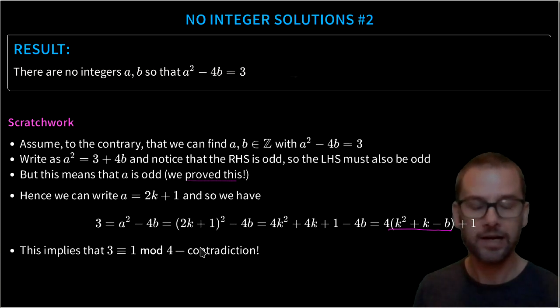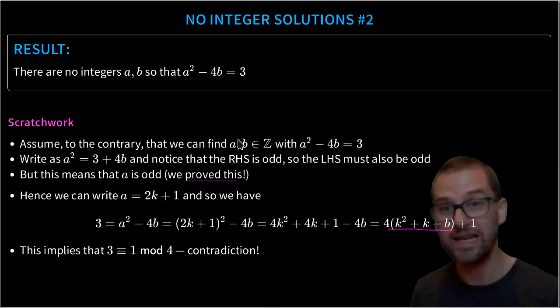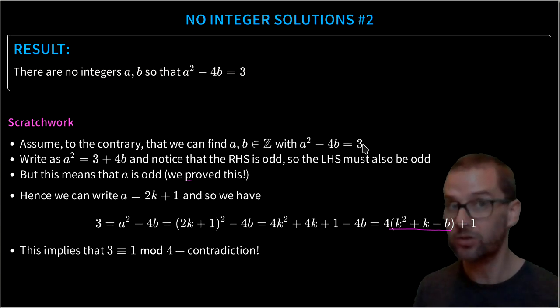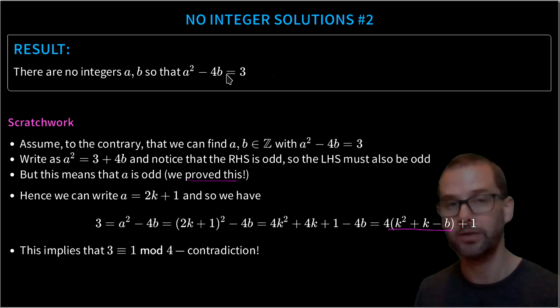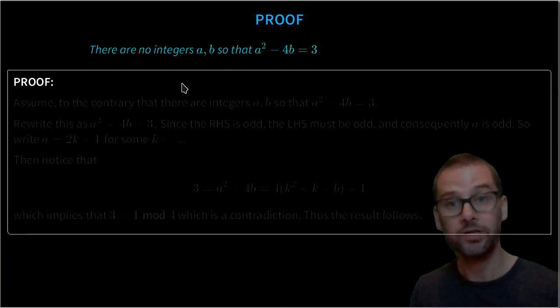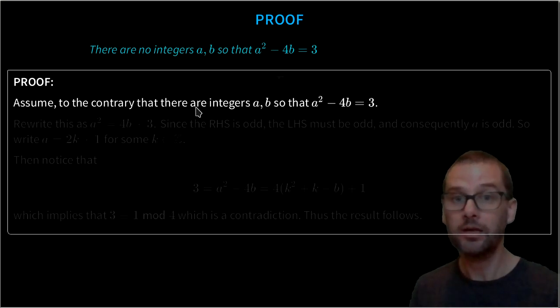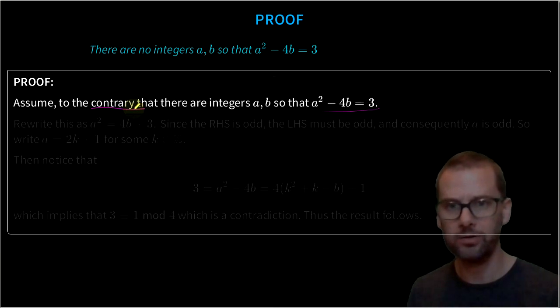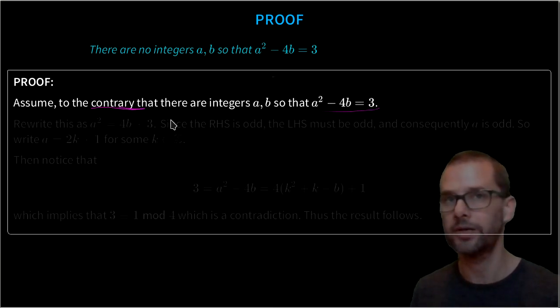So this can't happen. That contradiction tells us that what we started with at the beginning of our proof, the assumption that we can find a and b so that this is true, has got to be wrong, and so the original statement is true. Our proof is pretty much the same thing. We assume to the contrary that there are integers a and b so that a squared minus 4b is 3. Again, we use this key phrase at the beginning to tell the reader that a proof by contradiction is about to happen.